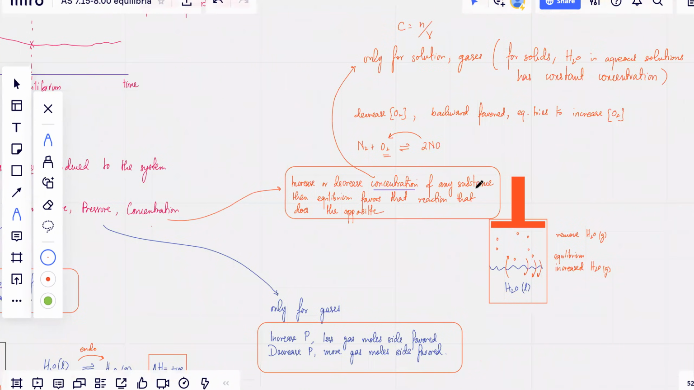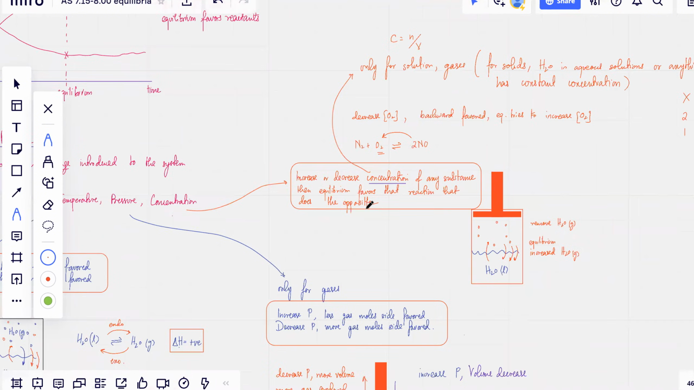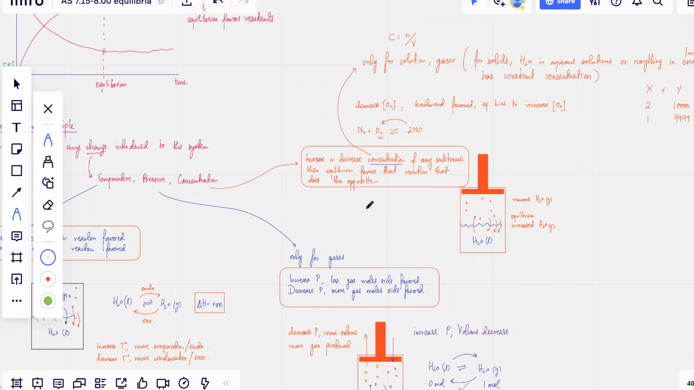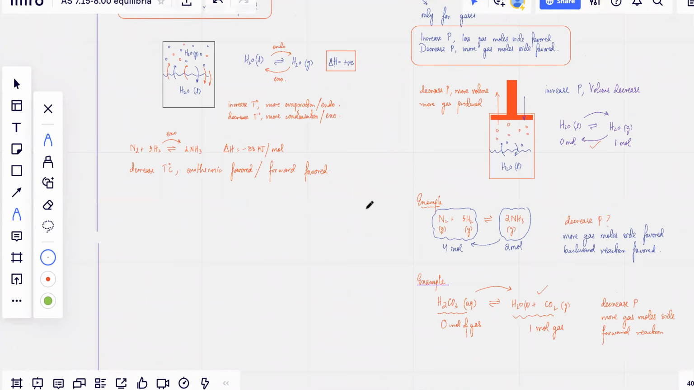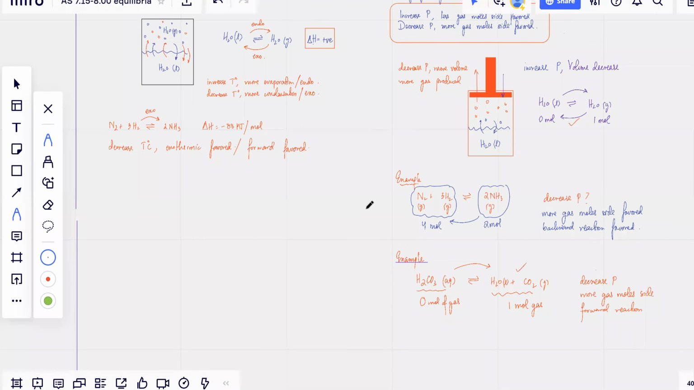We also did that if you increase or decrease concentration, the equilibrium is going to do the opposite. It's going to favor that reaction that does the exact opposite. So if you decrease something, it's going to try and increase it. If you increase something, it's going to try and decrease it. So these were all the rules for equilibrium, which hopefully everyone knows. We'll do a small worksheet on this in a moment.